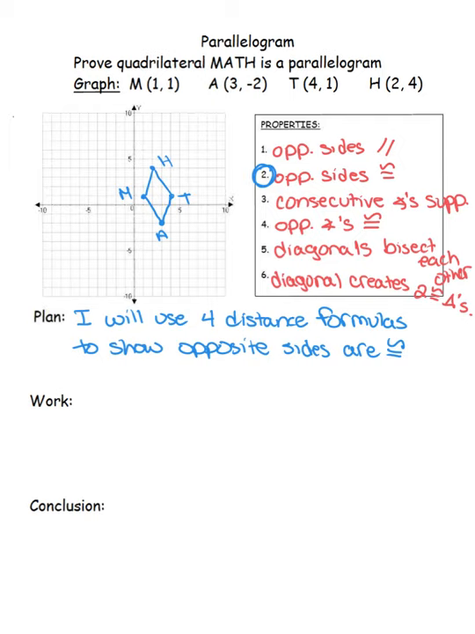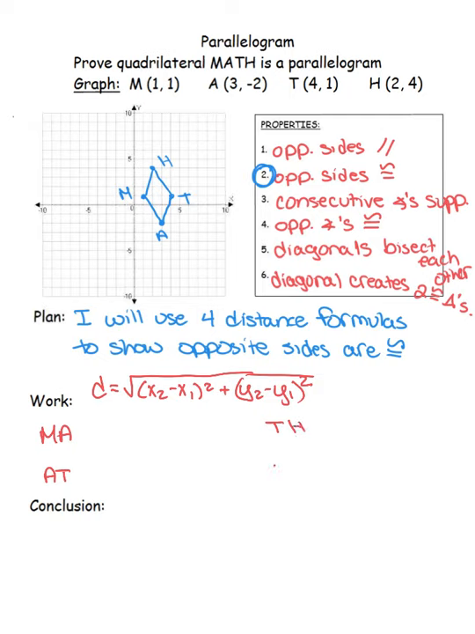Now we have to show that the 4 distance formulas prove that the opposite sides are congruent. So we're going to actually do 4 distance formulas. I don't have a lot of room here, so I'm going to write the formula once, and then I'm going to actually do all the distances. I've got MA, AT, TH, and HM. Those are the 4 sides. So I'm going to hit pause on the video for a minute so I can do the distance formulas. You try them on your own.